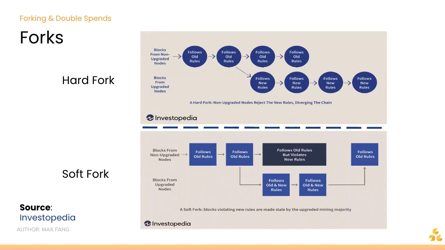A soft fork is not as severe as this. Blocks from the non-upgraded nodes follow their old rules but violate the new rules, while they still accept that blocks mined on the new rules chain are valid. Eventually there will only be a chain on the new rules, because the blocks violating the new rules are made stale. You see this block just stops, and you continue mining on this new chain with the updated protocol. Does that make sense? Are there any questions about this slide?